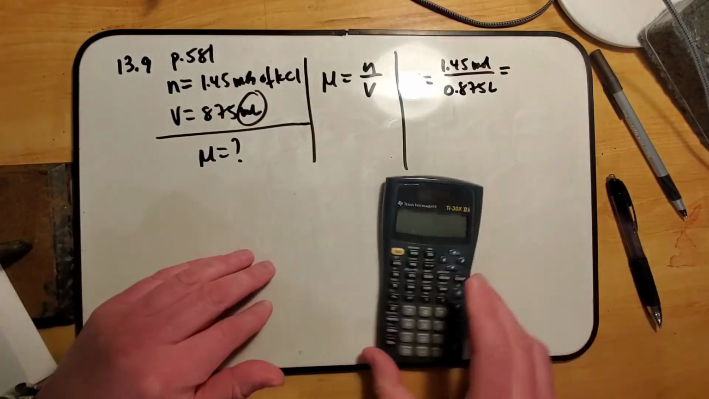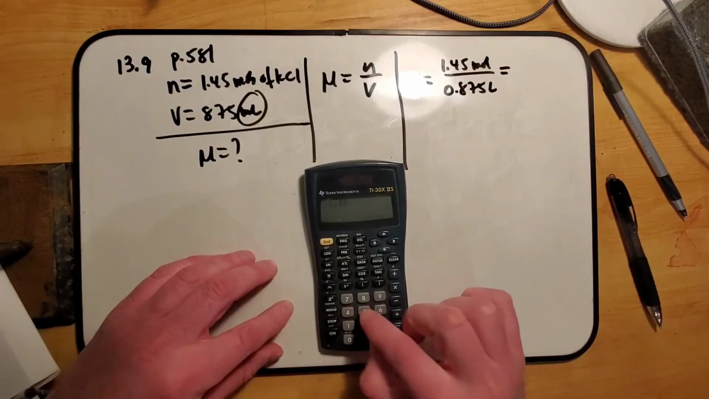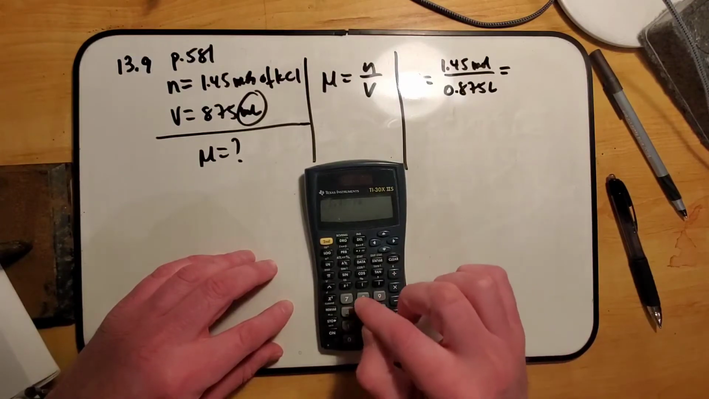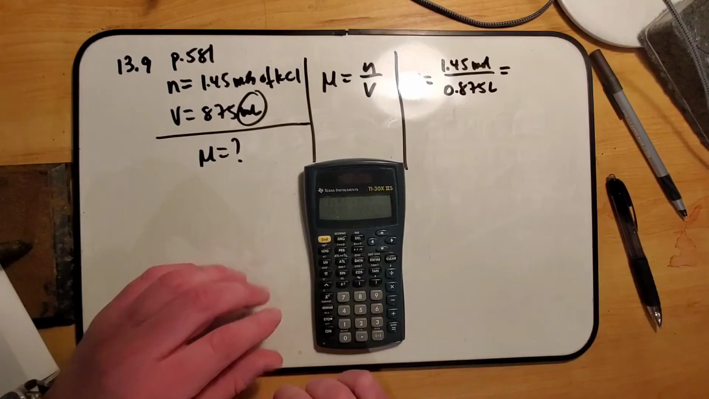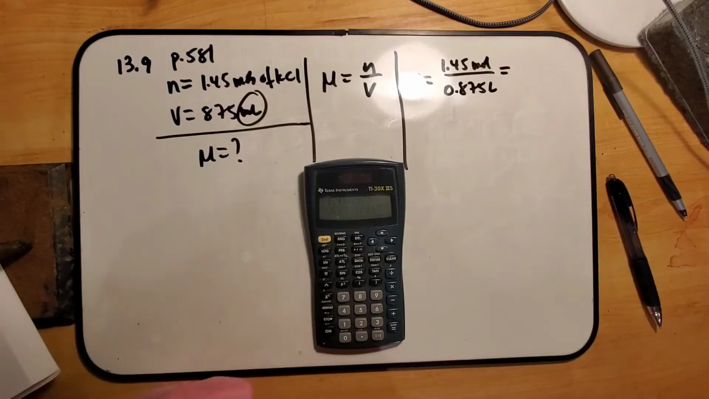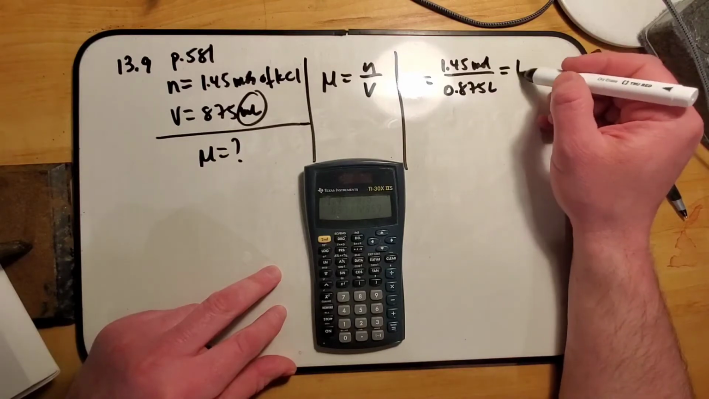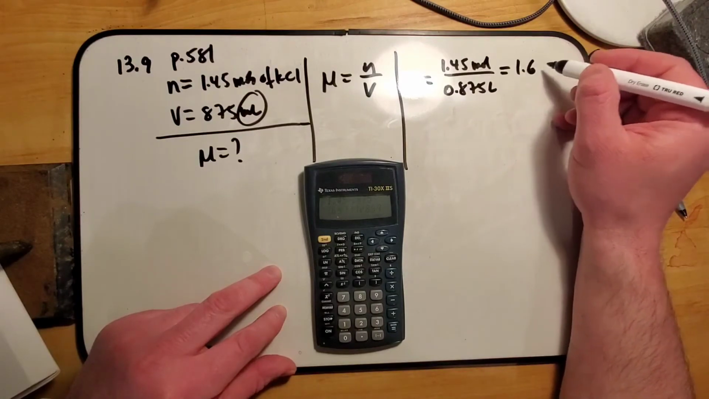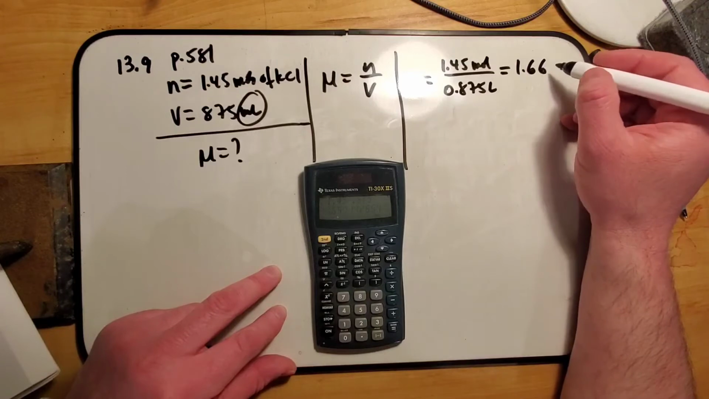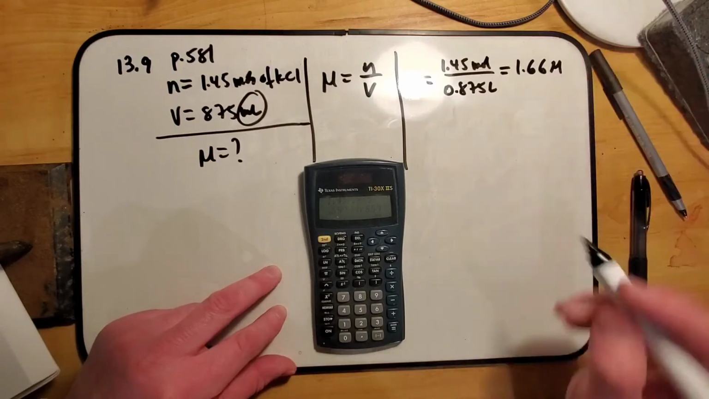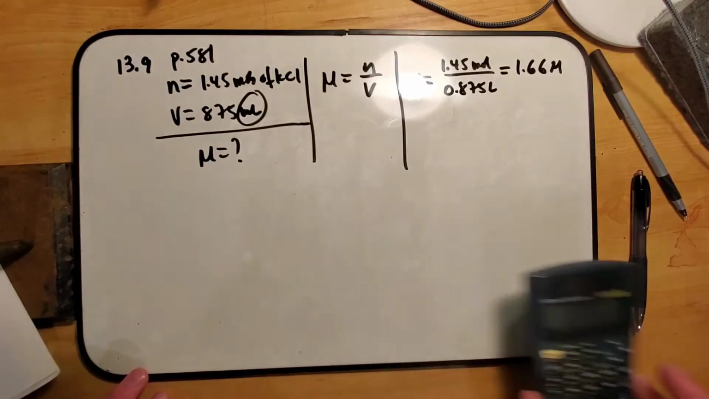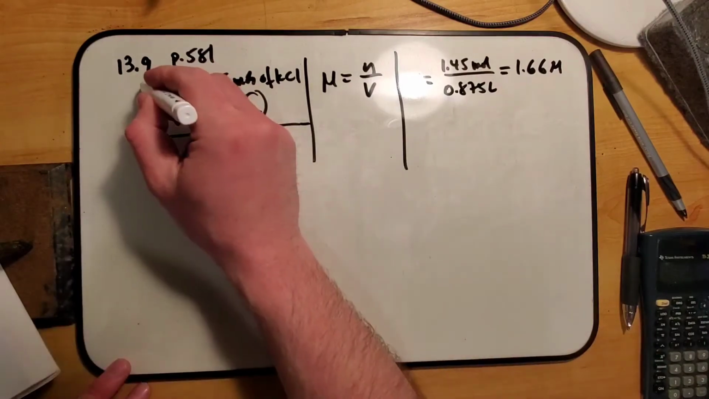Okay, so I got 1.45 divided by 0.875. And so what I got here is the final answer. So again, this is three significant figures, then my final answer must be 1.66 molar. And that will be my final answer for this problem. So this was problem A here.